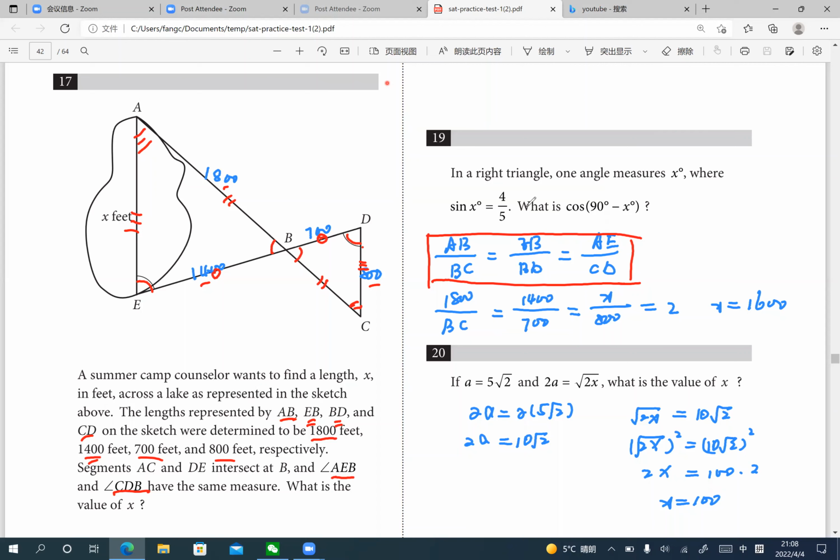Next question. Question 20. If A equals 5 square root of 2 and 2A equals square root 2x, what is the value of x? Because A equals 5 square root 2, then we multiply each side by 2, we get 2A equals 2 times 5 square root of 2. Then we get 2A equals 10 square root 2. And from the second condition, we know 2A also equals square root of 2x. So square root 2x equals 10 square root of 2. We square both sides. We get 2x equals 100 times 2. So x equals 100. So question 20, the value of x is 100.